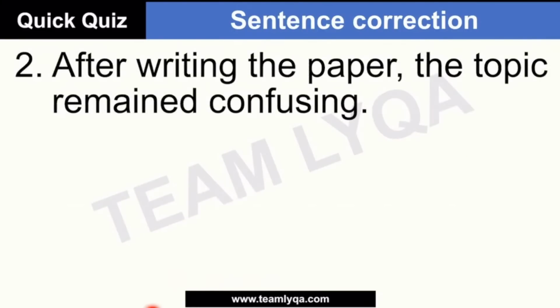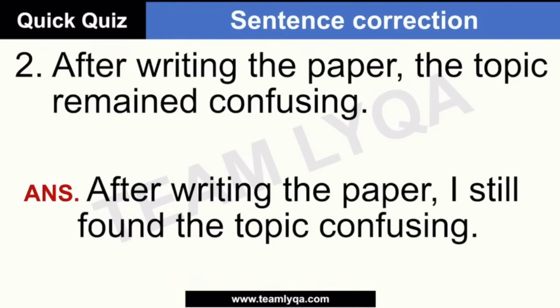Question number 2, after writing the paper, the topic remained confusing. Now, confusing din tong sentence na to kasi sinong nagsulat? Yung topic? Who wrote the paper? So, missing yung subject natin. So, you could say na kung kunwari, ito ay babae, she wrote the paper, no? Or she still found the topic confusing. Pwedeng he, pwedeng they kung marami sila, pero pwede rin natin gawing personal or first person point of view by saying this. After writing the paper, I still found the topic confusing.